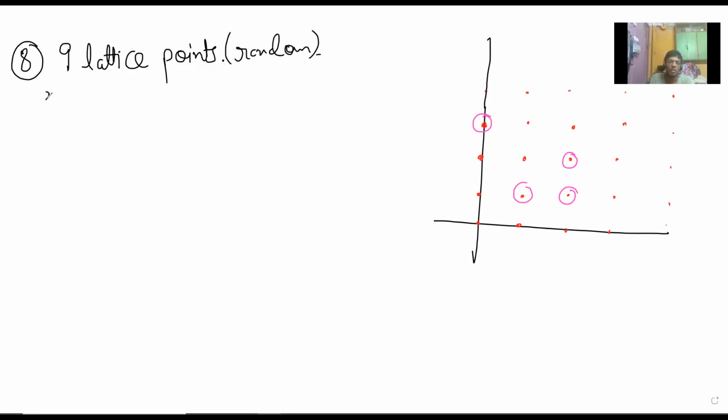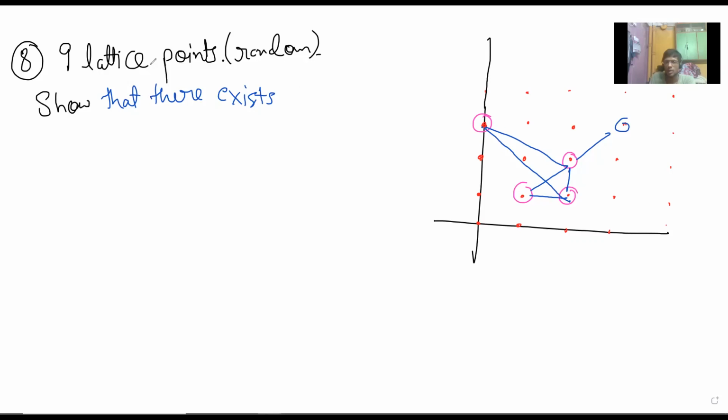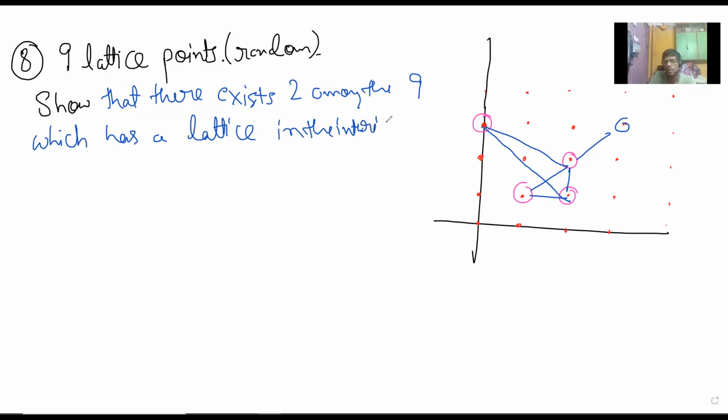What we want to show is that you're going to join the lattice points that are given to you by lines. You're going to join all of them, so you have to join this, for example, with this also. Anyways, so that's what you do. So you have to show that there exist 2 among the 9 which has a lattice point in the interior of the segment.